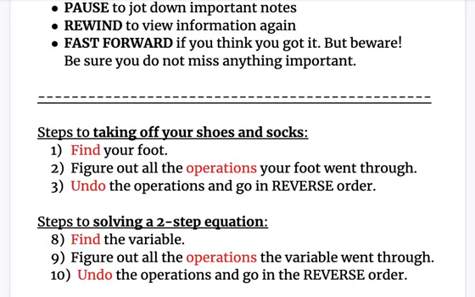So the steps to solving a two-step equation are very similar. The first step is to find the variable. This should say 1, 2, and 3. Find the variable and then figure out all the operations that the variable went through, just like how you're figuring out all the operations your foot went through. And then the third step is to undo those operations and go in reverse order. We're going to go over some examples of what we mean by that, but make sure that you pause the video and write down these steps before we go on.